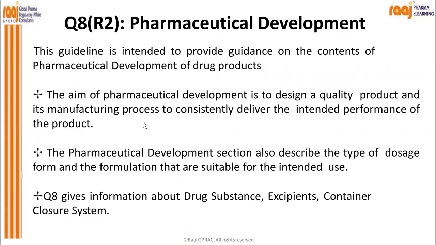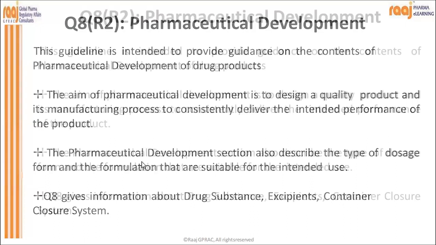Then Q8 talks about the product development, pharmaceutical product development. Okay, how you design the quality of the product and manufacturing process so that it remains consistent. It consistently delivers the intended performance of the product. It also describes what type of dosage form and formulation are suitable for intended use. ICH Q8 gives information about drug substance, excipient, container closure system.